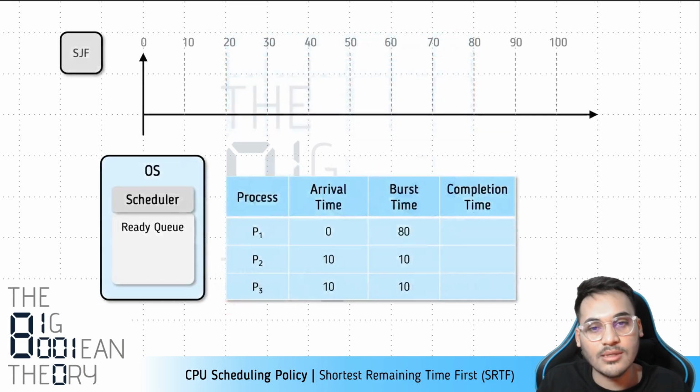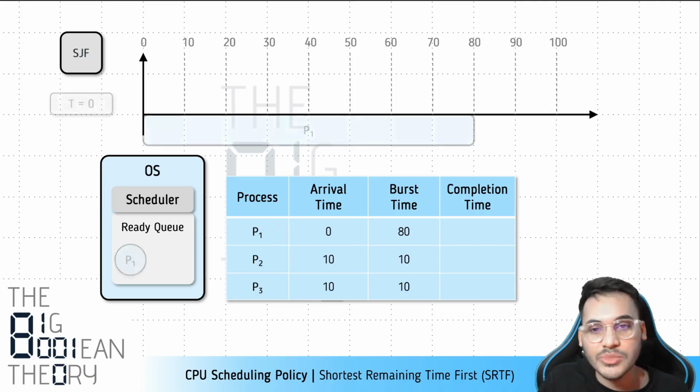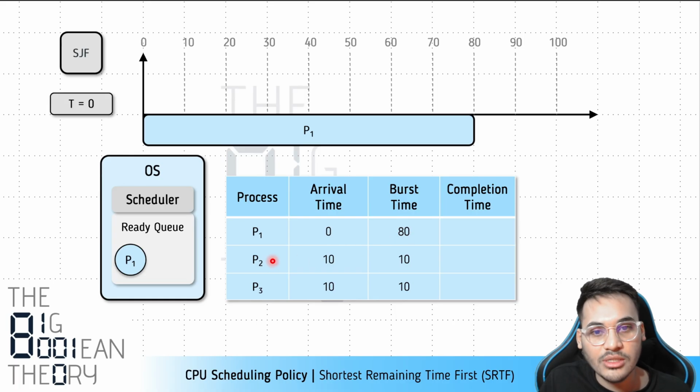Let's quickly move to the example. Let's start running these processes, and from that we will make the Gantt chart. As you can see, at time t equals 0, process P1 arrives in the system, and it is a long job. It has a high burst time, that is 80 milliseconds, whereas the other jobs, P2 and P3, have comparatively very small burst times, that is 10 milliseconds.